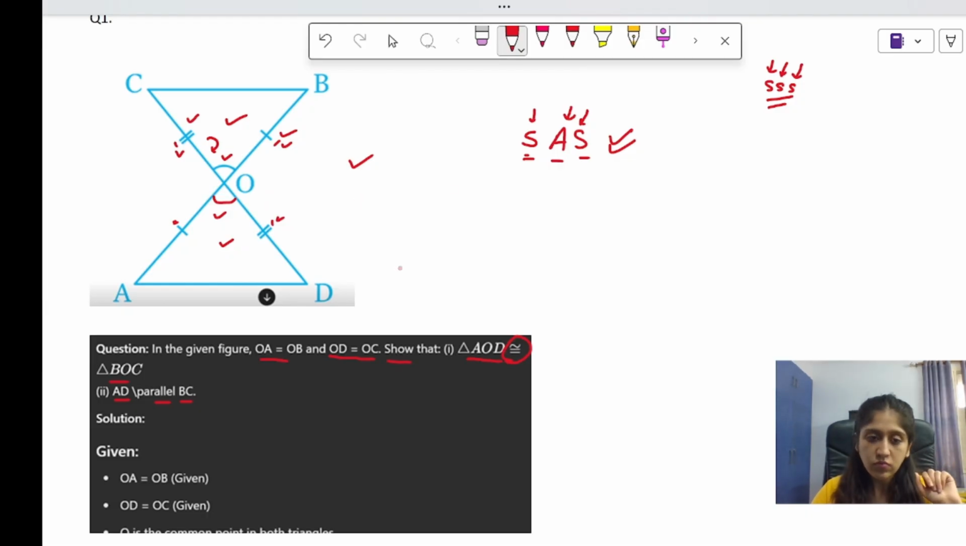ठीक है? Now we have to prove AD is parallel to BC. Now whenever two triangles are proved to be congruent, there's a rule called corresponding parts of congruent triangles, जिसे हम basically CPCT बोलते हैं. I am telling you the full form of this, that is corresponding parts of congruent triangles, but you can actually call it CPCT. ये क्या rule होता है?